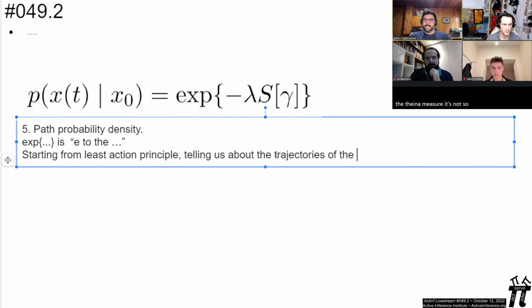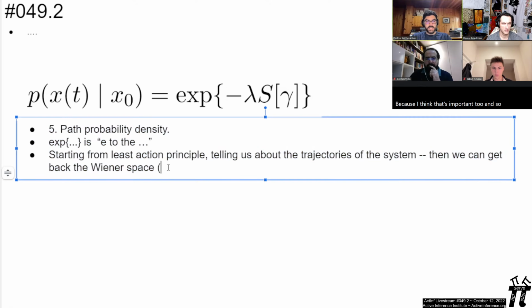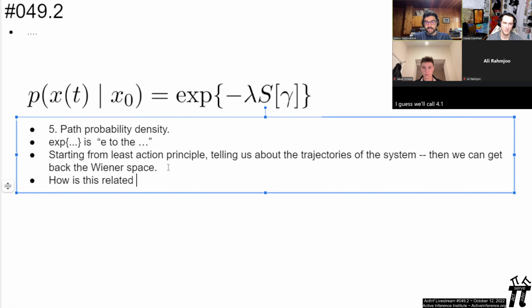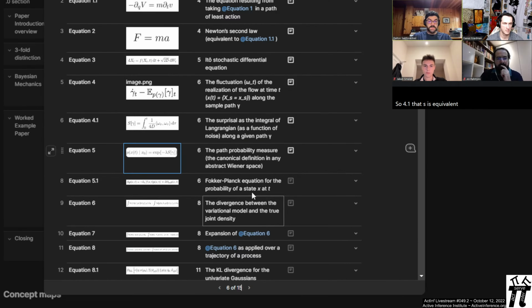It's not surprising in some sense, but it's nice that it's consistent with that. So I talk a little about, okay, what does this mean, and how is this equivalent to a surprisal? Because I think that's important too. So the action that I talked about previously, I guess we'll call it 4.1, so 4.1, that S is equivalent to the surprisal.